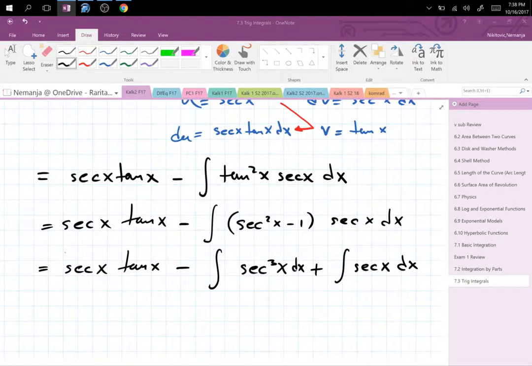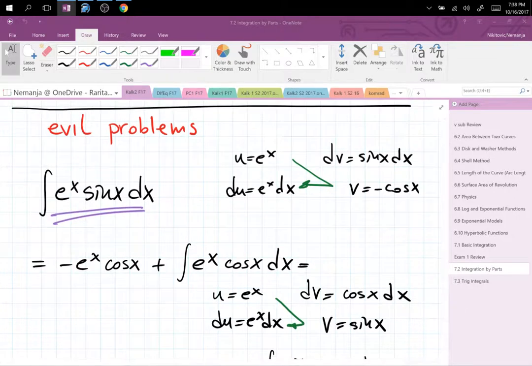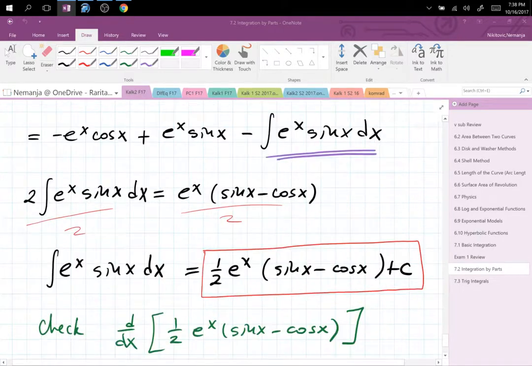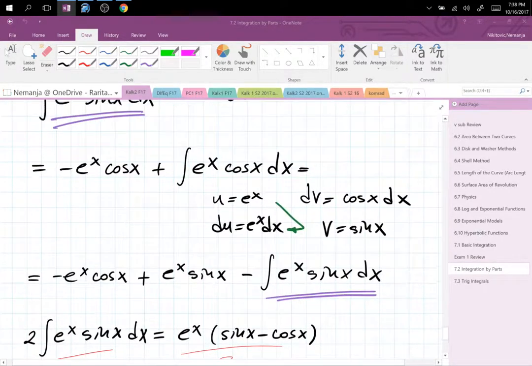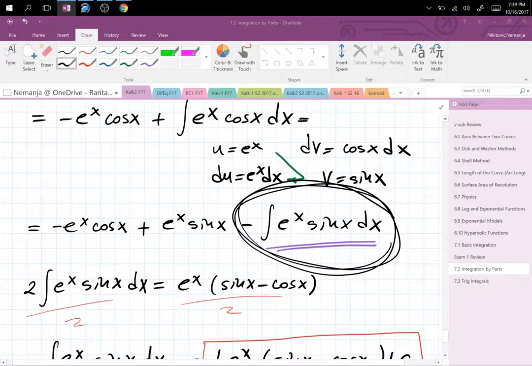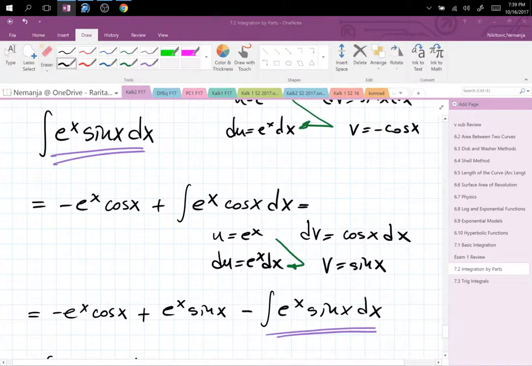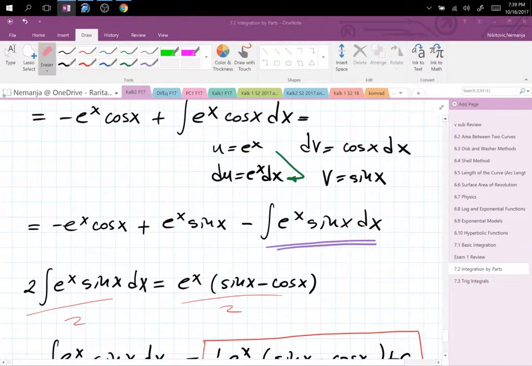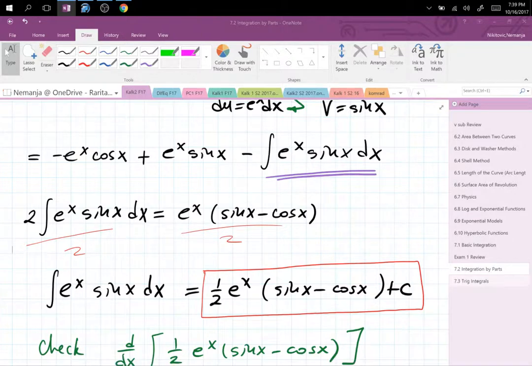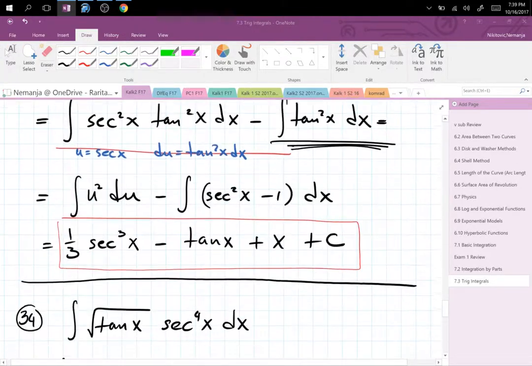Bring it to the other side. You remember the evil problem, the last problem we did last week? I call it the evil problem. Half of you didn't come to class because it was after the test, so we could take a vacation. E to the x sine x, we did integration by parts twice, and we ended up with the same term as the one we started. And then we moved that one to the left, and we got two of them, and then we divided by 2 both sides and had the answer. So now we can use the same trick here.